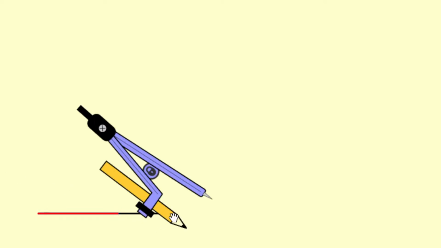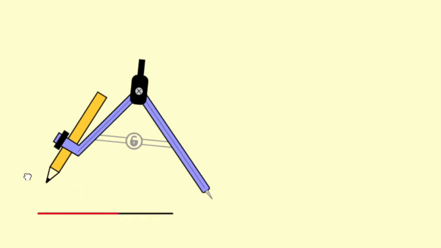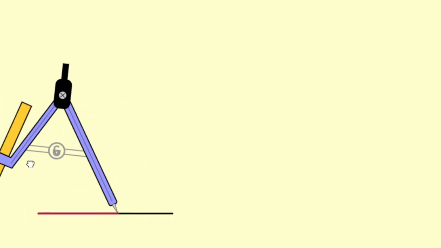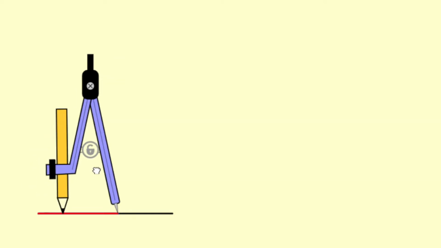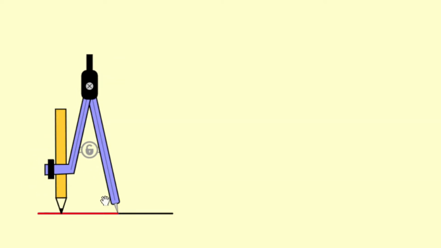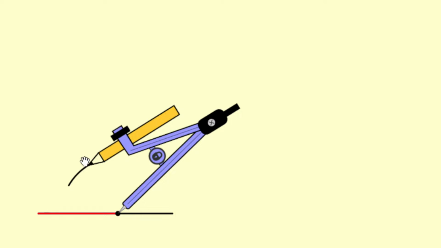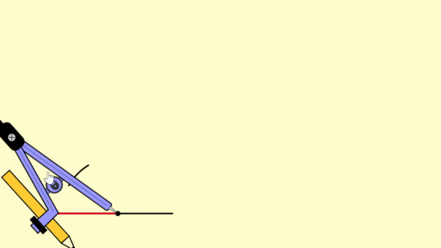So I have to open compass. I have to keep at point C. I have to open compass more than half. For perpendicular bisector, I have to open compass more than half of line segment AC. I have to adjust it, and with C point as center, one arc up and one arc at the lower side.